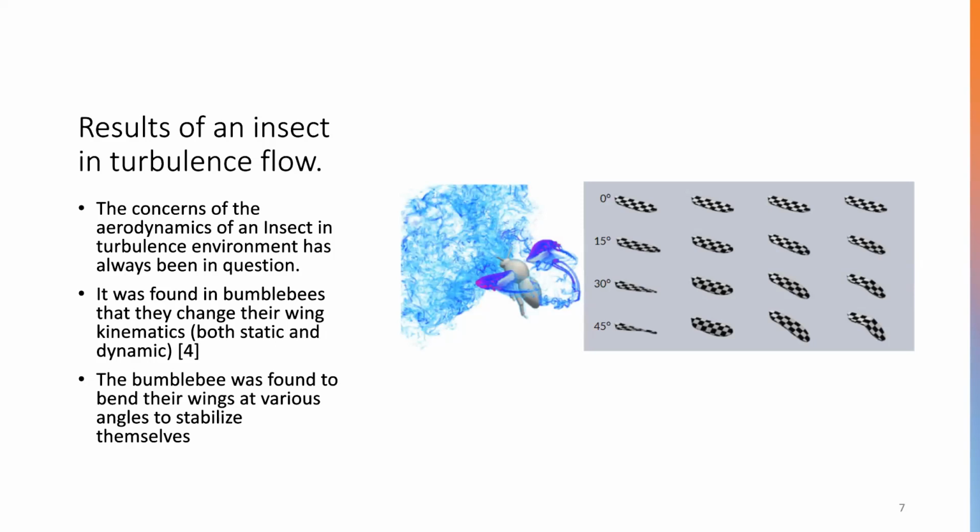It was found that bumblebees change their wing kinematics, both static and dynamic. The bumblebee was found to bend its wings at various angles to stabilize itself. According to whatever environment they were in, they would also change their angle between 0 and 45 degrees. Depending on how they were moving their wings and the environment they were in, they would bend them more or less, depending on what they were experiencing, to be able to stabilize themselves and fly.